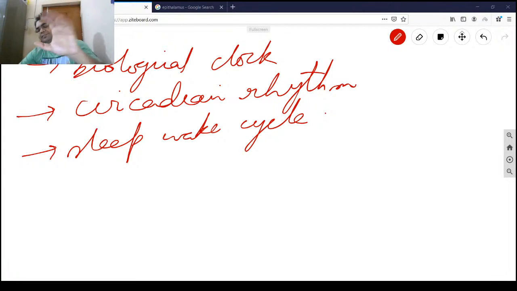So this suprachiasmatic nucleus, as I told you, will receive input from the retina of the eyes and sends output to the other hypothalamic nuclei, the entire reticular activating system, and also the pineal gland.